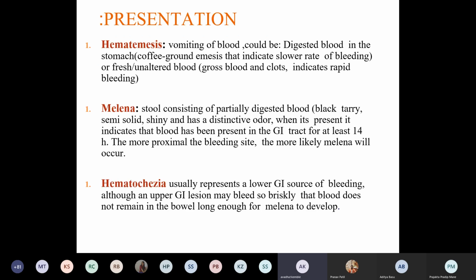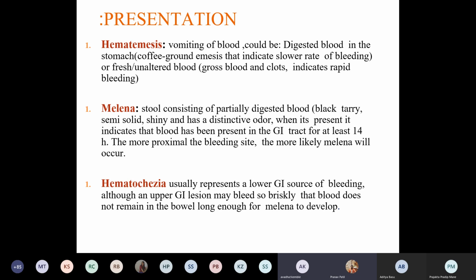Now, what is hematemesis? Hematemesis is vomiting of blood, which could be digested blood in the stomach. It is usually coffee ground emesis, which indicates a slower rate of bleeding, or fresh unaltered blood. Gross blood and clots indicate rapid bleeding. Most of the time we are more fearful about rapid blood loss, which is the fresh bleeding, and coffee ground indicates that the blood has been present for some more time.